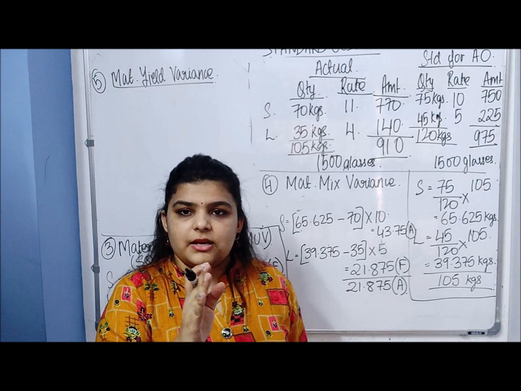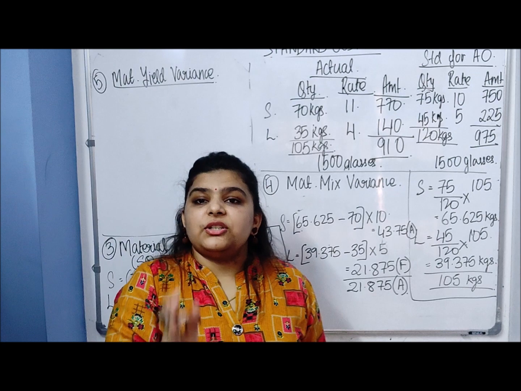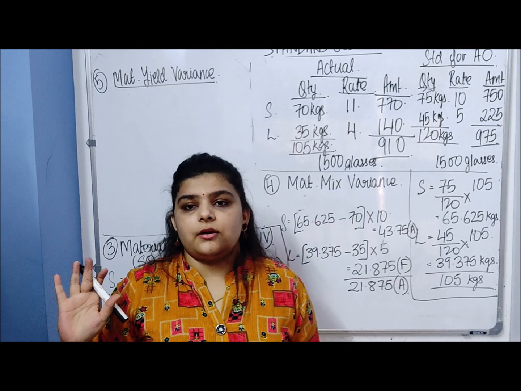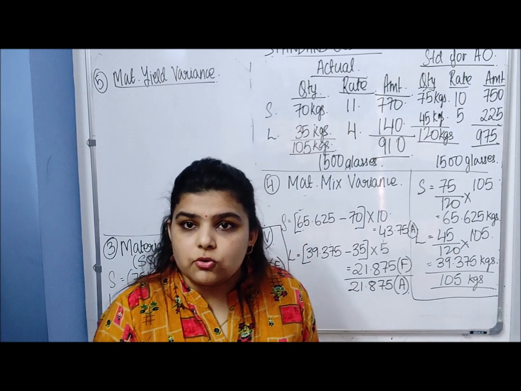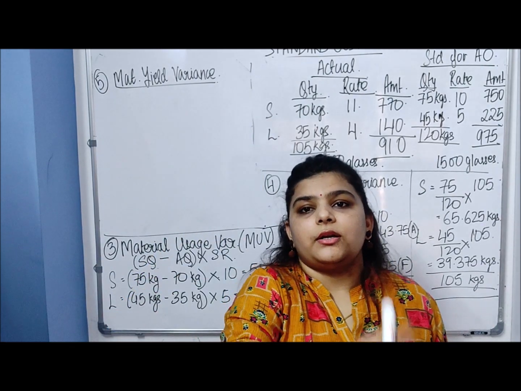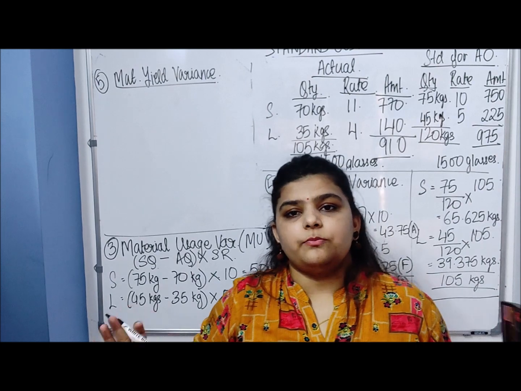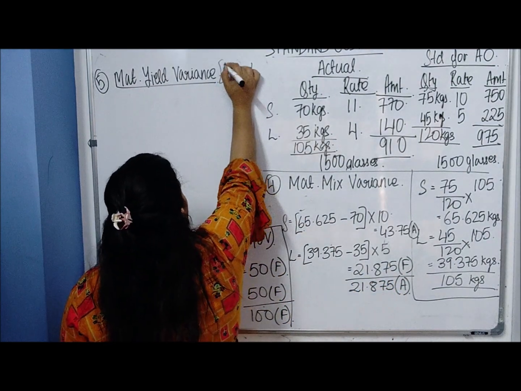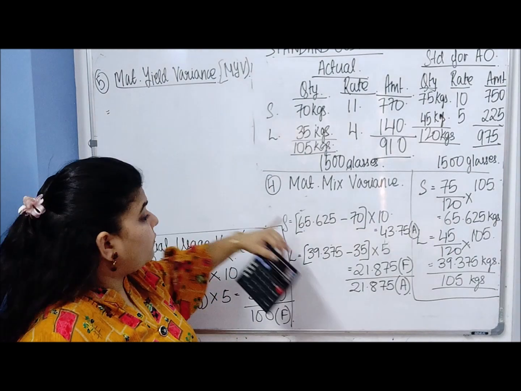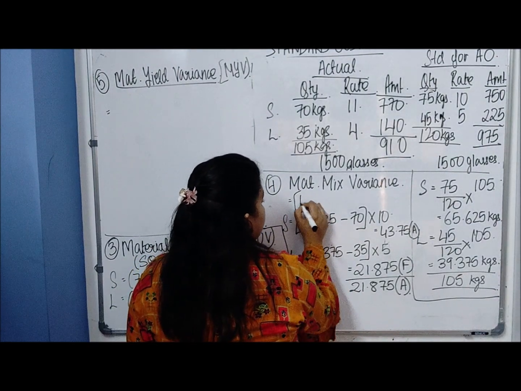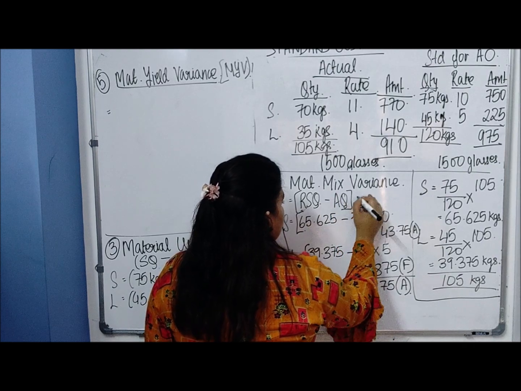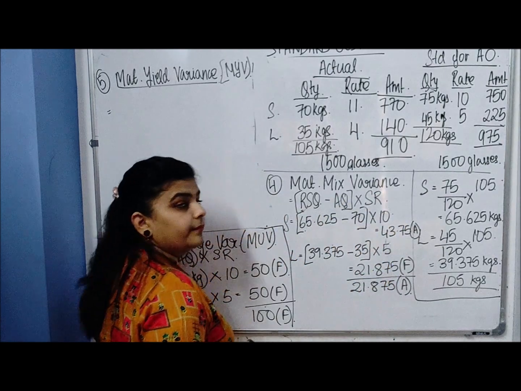That means if I explain this in Hindi, मैंने जितना रॉ मटेरियल यूज किया उसमें कितना क्वांटिटी बनना चाहिए था और कितना बना उसका डिफरेंस. The quantity of raw material which I have used should have yielded what quantity, and what is my actual yield. The difference between that is my yield variance. This is MYV. What would be the formula for this? The formula would be revised standard quantity that we have calculated here minus my actual quantity into the standard rate. This is the formula.